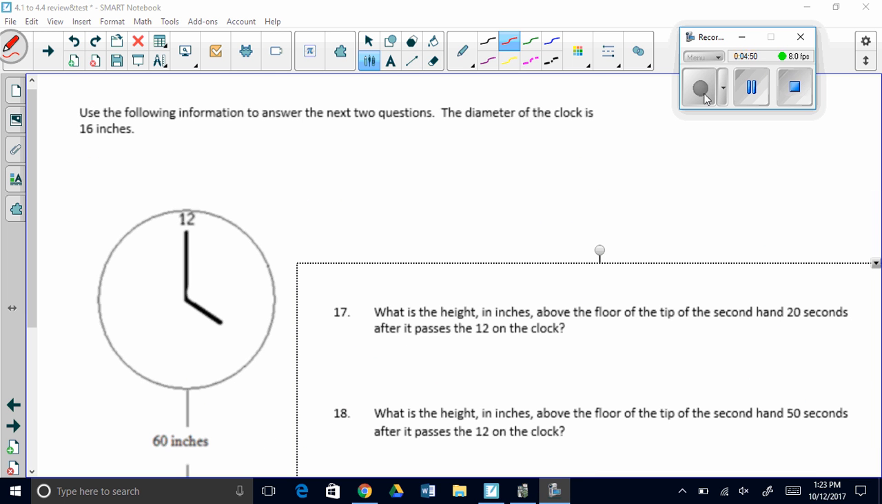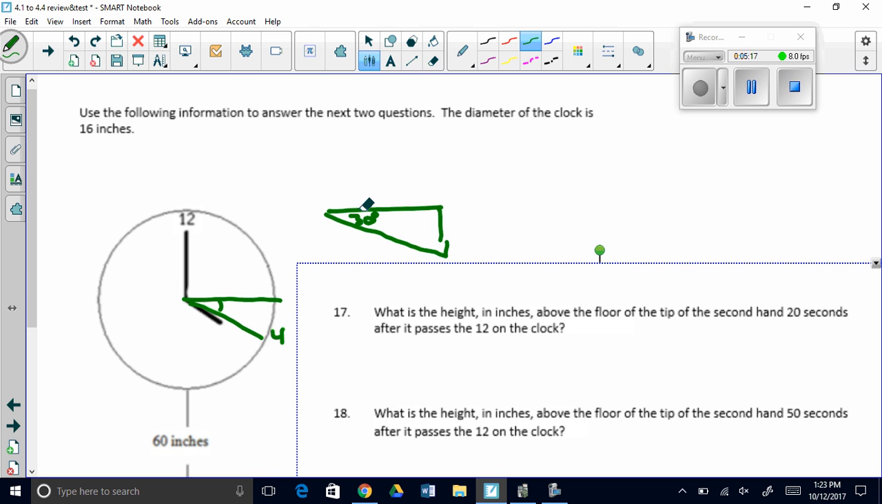Alright, moving on to this question, 17 and 18. So it says, what is the height in inches above the floor of the tip of the second hand 20 seconds after it passes the 12 on the clock? So if you think about it, 20 seconds is a 30-degree angle from there. So we have a 30-degree angle, and it tells us the diameter of the clock is 16 inches, so that means the radius is 8. So we have 8 there.